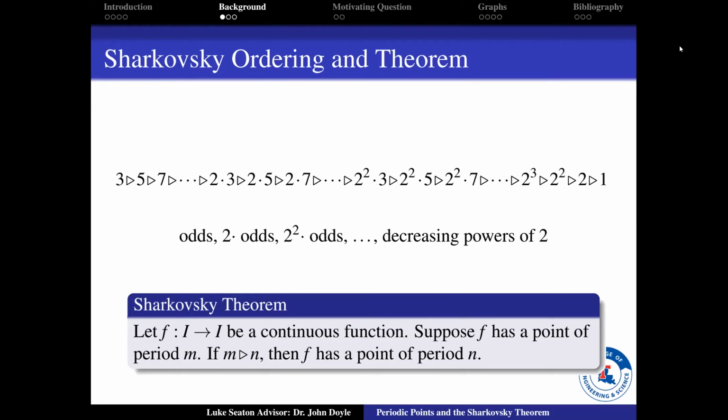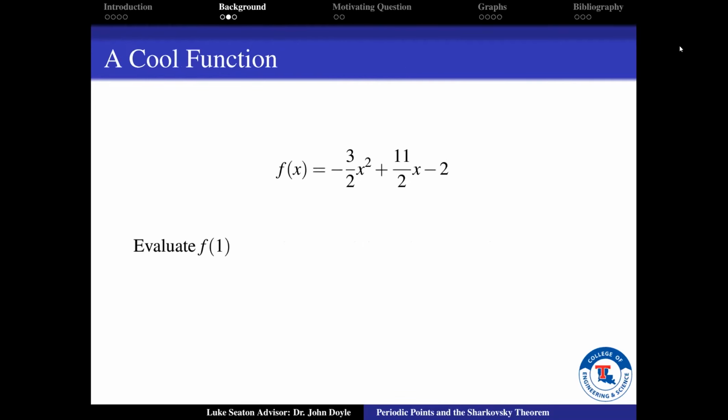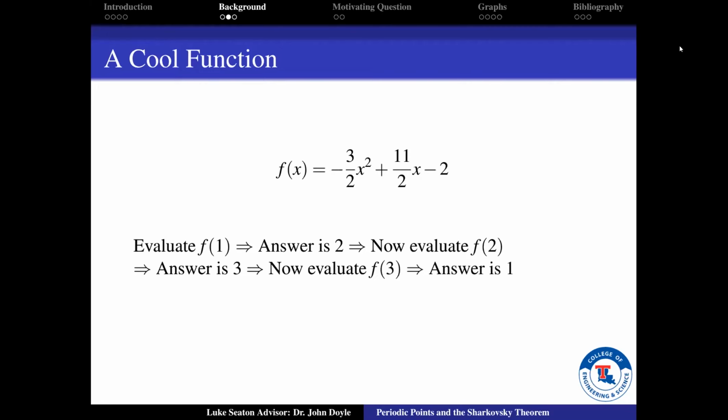So I happened to find a really cool function. We're going to call it f officially here. If we evaluate at 1, we see that the answer is 2. And if you don't want to do the fraction math, you just have to trust me on this one. Then we can evaluate at 2, and the answer is 3. And we evaluate at 3, the answer is 1. And you can see we would evaluate at 1 again, and we get stuck in this cycle: 1, 2, 3, 1, 2, 3. So we can say that 1 is a point of period 3. Similarly, 2 is a point of period 3, and 3 is a point of period 3.